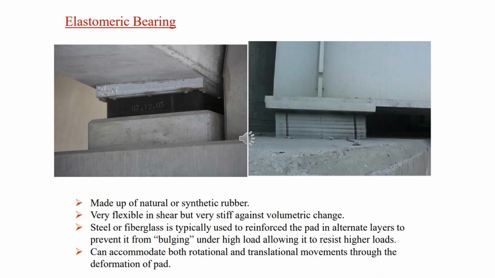And then we also have elastomeric bearing, made up of natural or synthetic rubber, very flexible in shear but very stiff against volumetric change. Steel or fiberglass is typically used to reinforce the pad in alternate layers to prevent it from bulging under high load, allowing it to resist higher loads. Can accommodate both rotational and translational movements through the deformation of the pad.